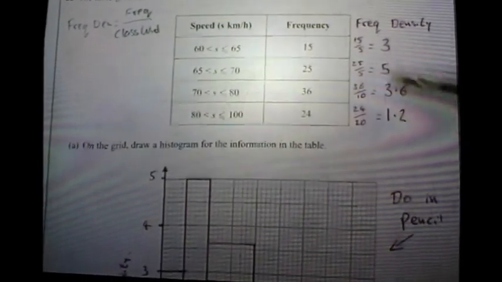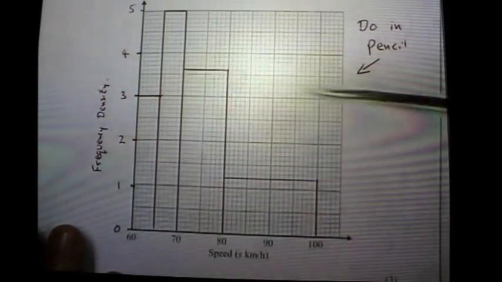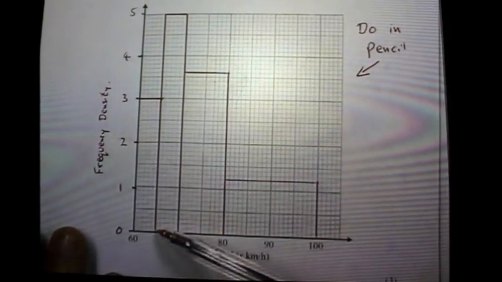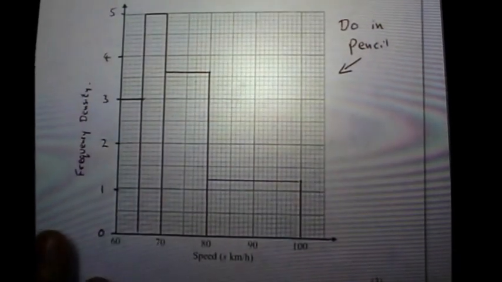So the highest one it goes up to is 5, so I have to put a scale on my histogram. So it goes from 0 to 5. You do this in pencil, I've done it in pencil, you can see it. So you plot the class width against your frequency density. So it's 3, 5, 3.6 and 1.6, 1.2 rather. So you get 3 marks for doing that.